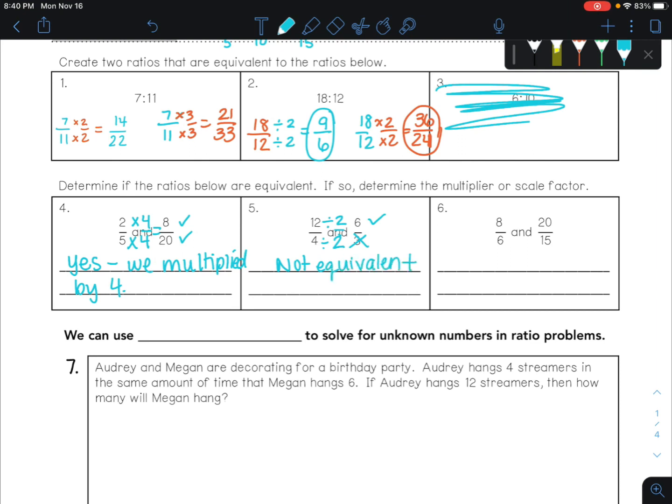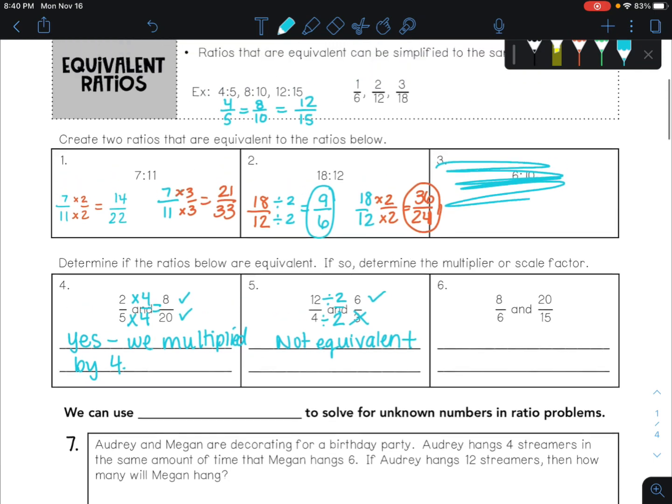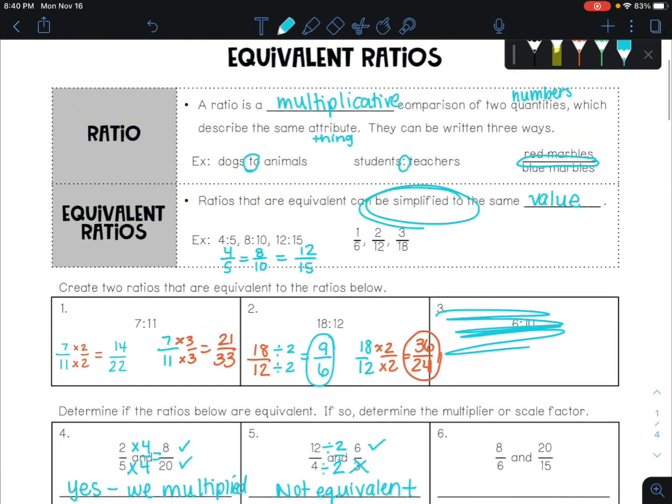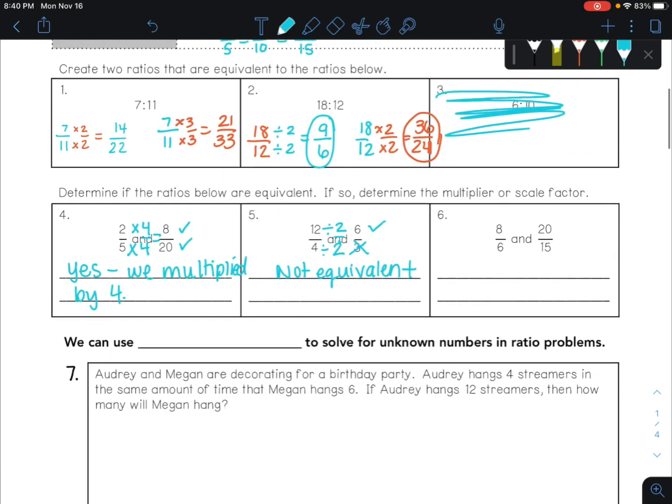Okay? And for number 6 here, 8/6 and 20/15. I can't make a 6 turn into a 15, and I can't make an 8 turn into a 20. So what I'm going to do instead is our other method where we're going to simplify them to see if they turn into the same value. And if they do, then they're equal.